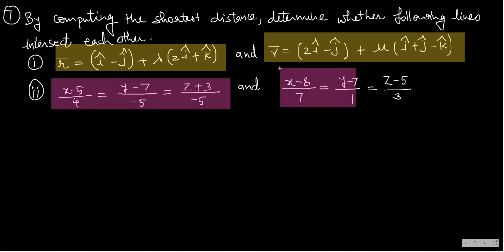In the first question, two lines are given with the equation in vector form, and in the second question, the two lines are given with the equation in Cartesian form. I have done both the types: when the vector form is given, how to find the shortest distance, and also when the Cartesian form is given. So these two problems are homework for you, and you will solve them.